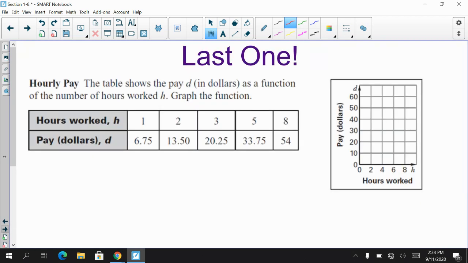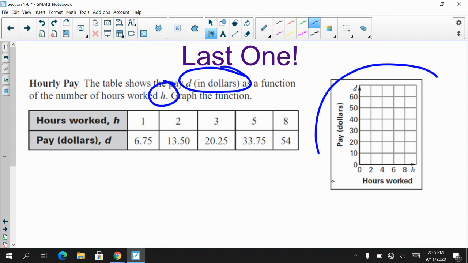We got one problem left here. This one is not nearly as difficult as the last one. I have a table. Bell's going off here. D dollars for H hours worked. I look at my graph here. I see H hours worked is my x-axis. My dollars is my y-axis.